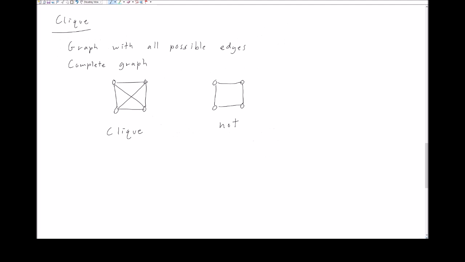We'll also be interested in cliques. A clique is a graph with all possible edges. A clique is sometimes called a complete graph. So for example, here we have a graph with 4 nodes. And we see that every possible edge is drawn inside of this graph. Conversely, over here, we have the same 4 nodes, but some of the edges are missing. For example, this edge between these 2 nodes doesn't exist, and so this can't possibly be a clique or a complete graph.